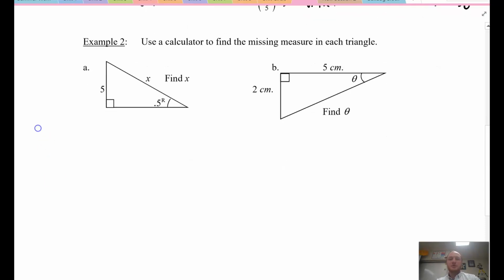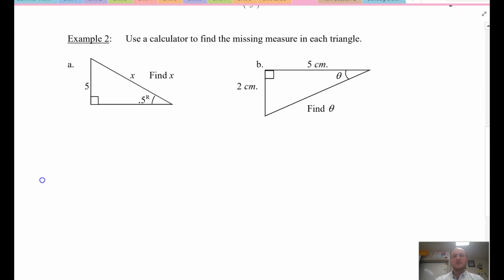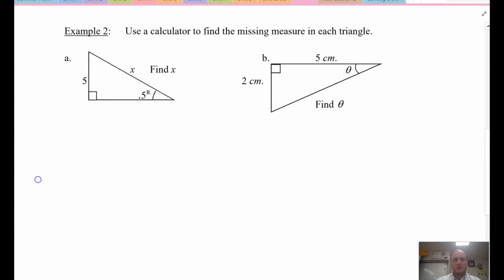All right, example 2, we are asked to use a calculator to find the missing measure in each triangle. They're going to hit us with some right triangles, so I know that we're going to need some SOHCAHTOA. Whenever I haven't been working with right triangle trigonometry, I'm a little rusty. I always just write SOHCAHTOA to help remind me. And here, again, our angles are in radians. So they want us to find x. There it is. I'm done. No, I actually need to calculate it.